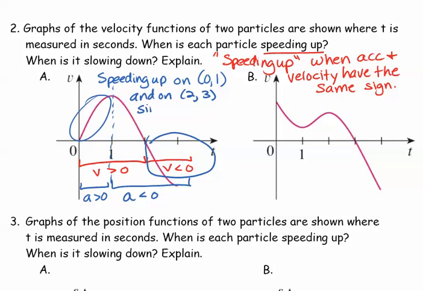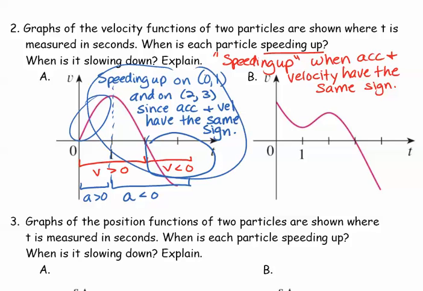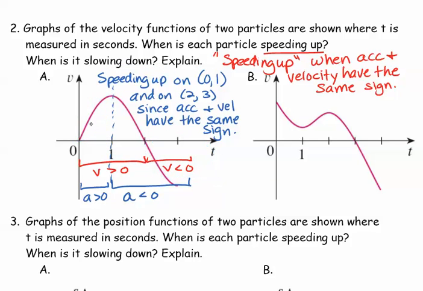You would say since acceleration and velocity have the same sign. So remember, they can both be positive or they can both be negative. So that's actually my final answer. Get rid of some of these circles here and do a better job. That's what you want to write on your paper.